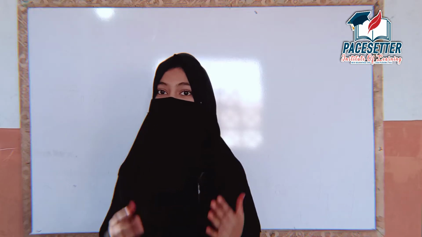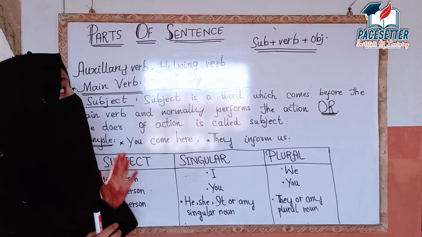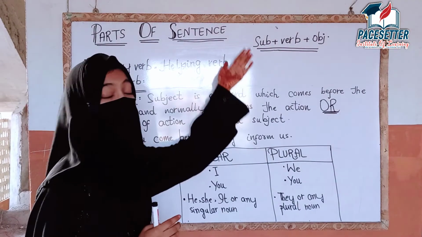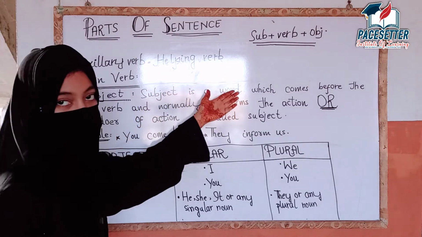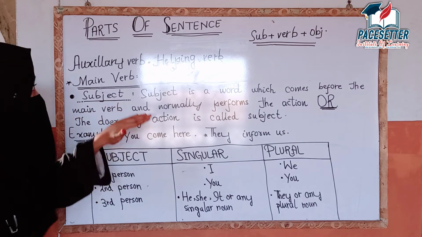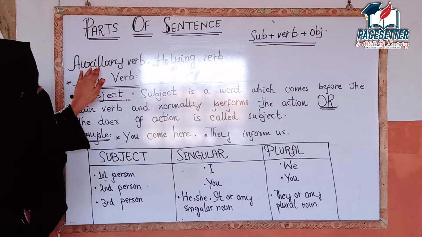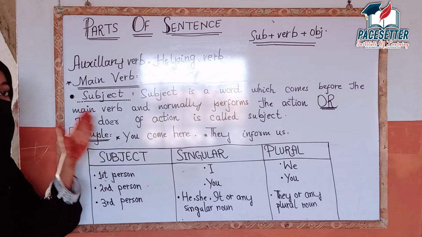So let's begin. Okay friends, there are parts of sentences. Basically there are three parts of sentences: subject, verb and then object. Firstly, I want to discuss subject. Before making you clear what is subject, I want to tell you that auxiliary verb is always equal to helping verb. And now, what is subject?